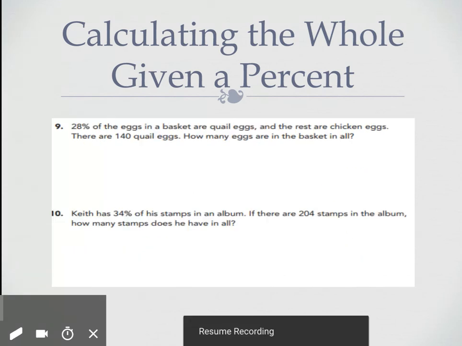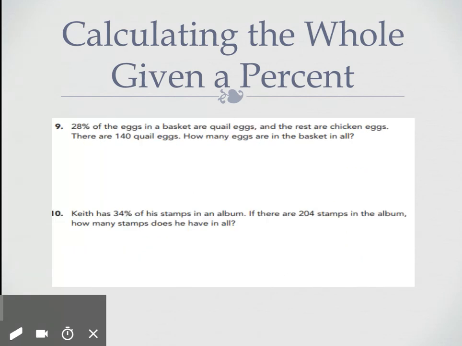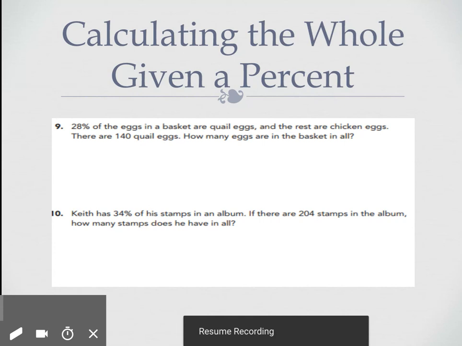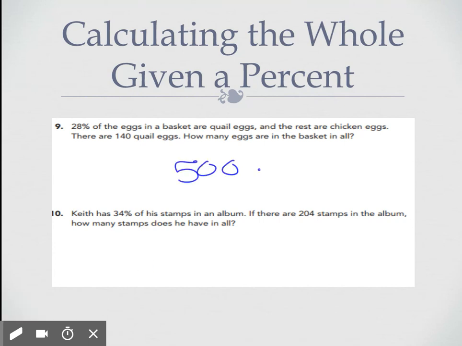Okay, please give number 9 and 10 a try on your own and come back and check your answers once you think you've gotten them correct. All right, so for number 9, the final answer you should have gotten would have been 500 eggs. And for number 10, you should have gotten 600 stamps.